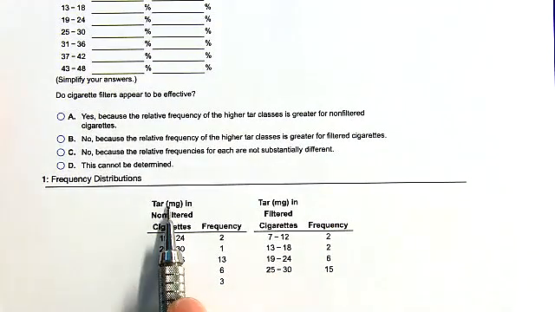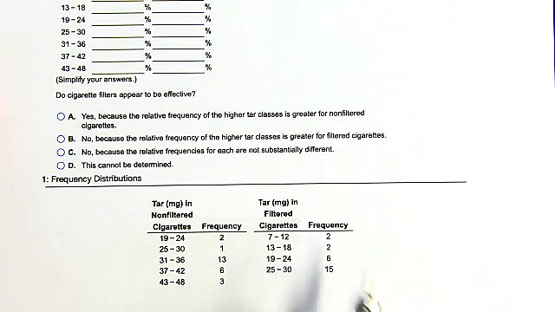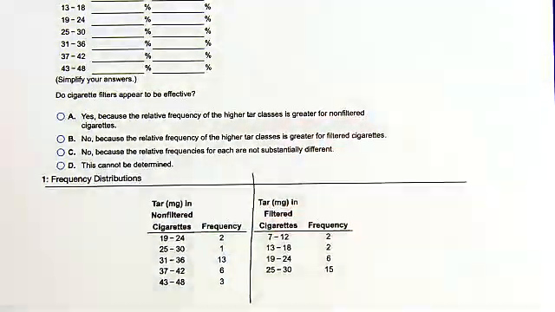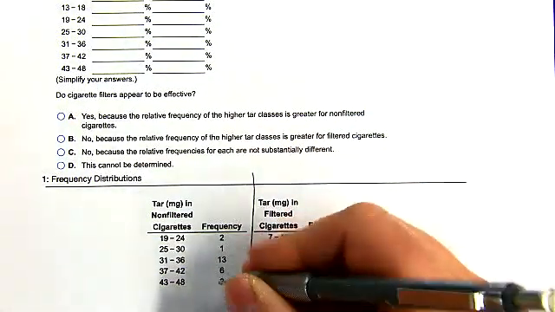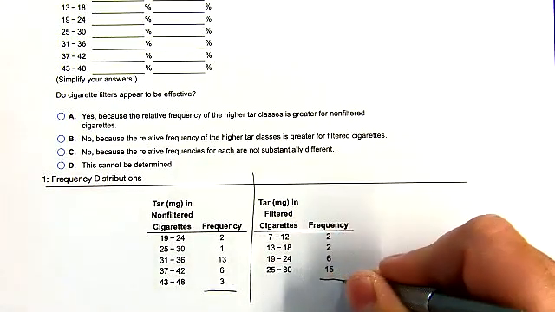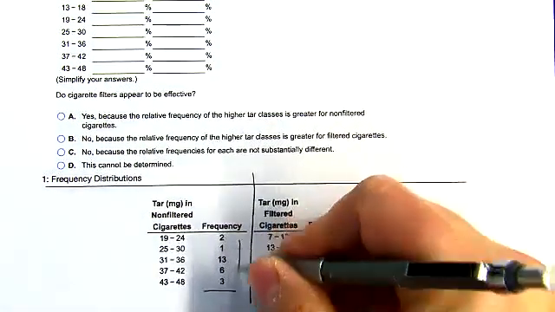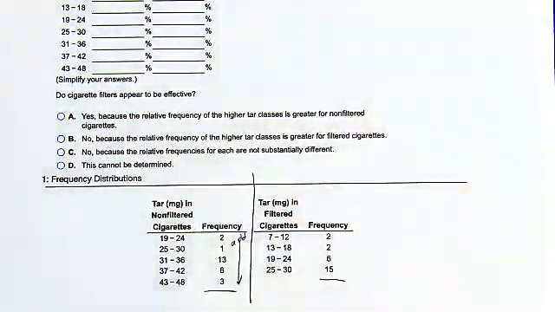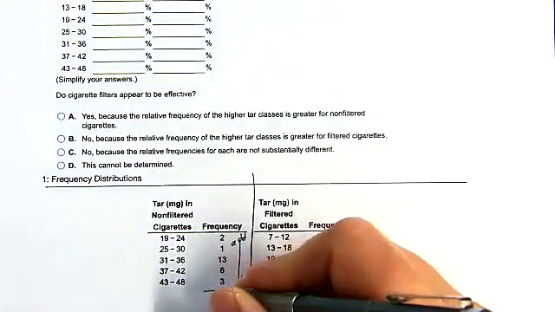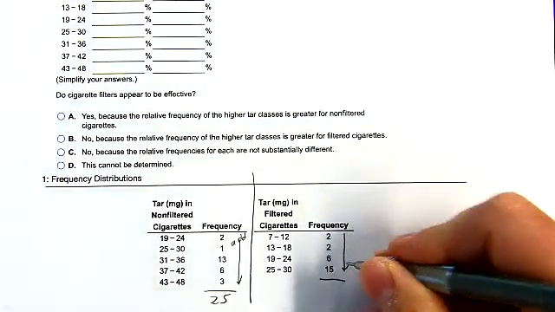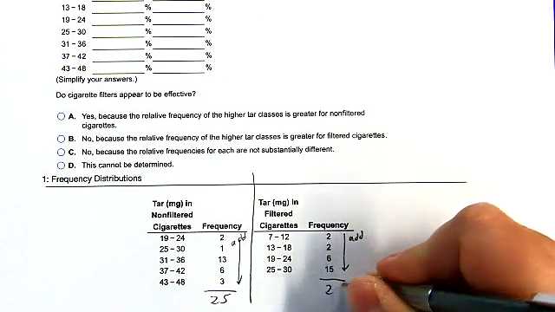where they're looking at the milligram levels of tar in either non-filtered cigarettes or filtered cigarettes. And they build these frequency tables. So we've really got two tables here, one for non-filtered, one for filtered. The first thing you want to do is add up the frequencies and find out how many cigarettes they looked at. So if you add these numbers, you should get 25 for this one, and then 25 for this one.